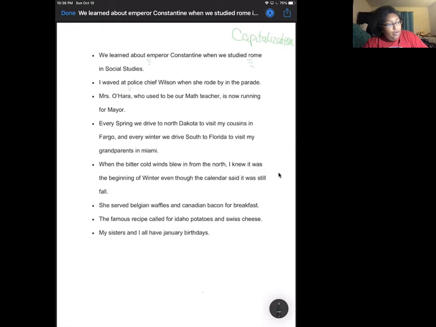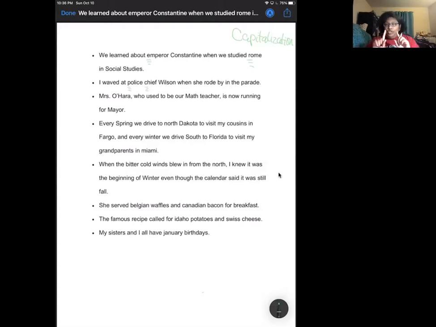Police Chief Wilson. Vice President. Professor Fernandez, right? So you definitely want to capitalize that title. Next, Miss O'Hara, who used to be our math teacher, is now running for mayor.